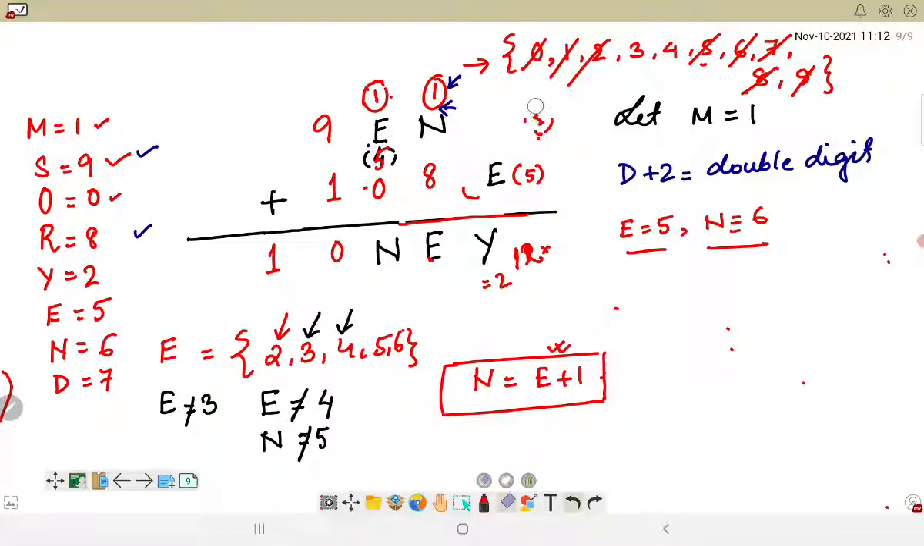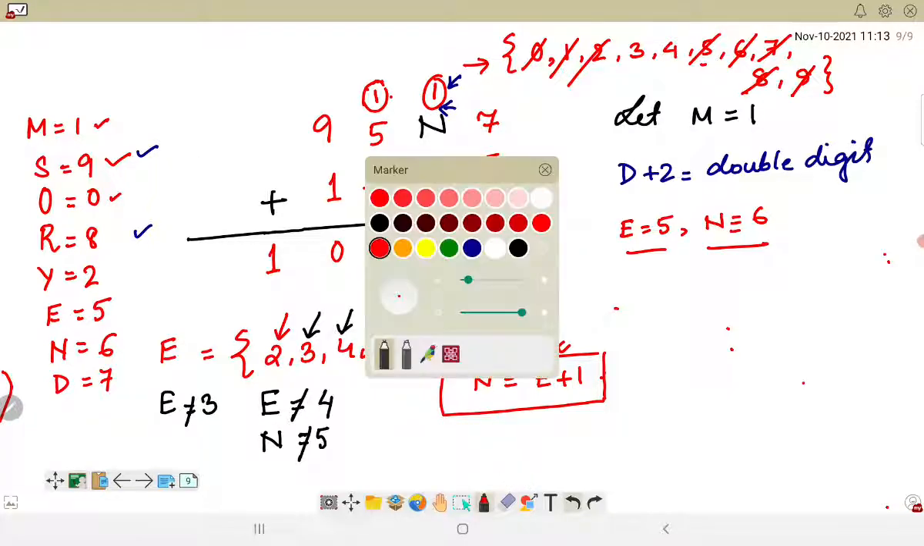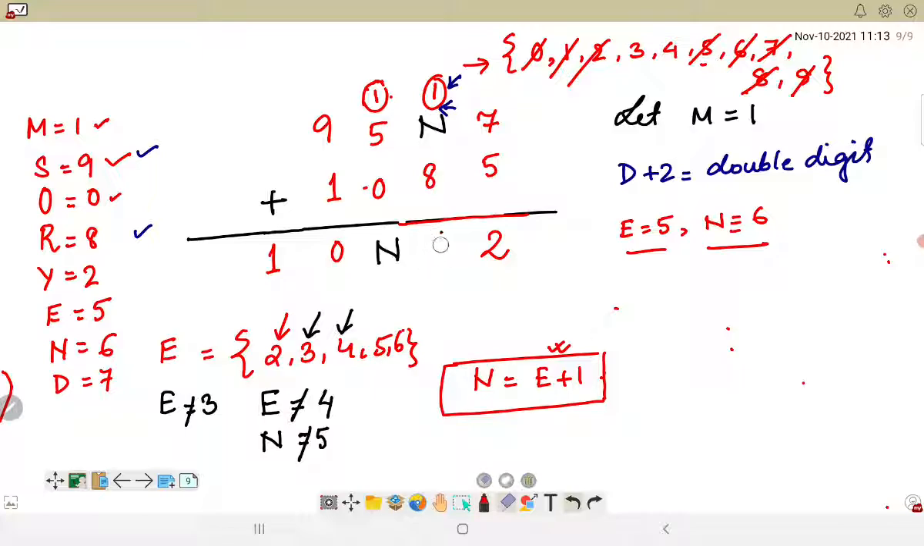Now let me rub this off. We got E's value to be 5. Here also we got 5 and here we got 7. Then here we got 2. Then here we got 5. And we also found out the value of N, because N is equal to E plus 1, as 6 and 6. So all these variables, we have got the values.